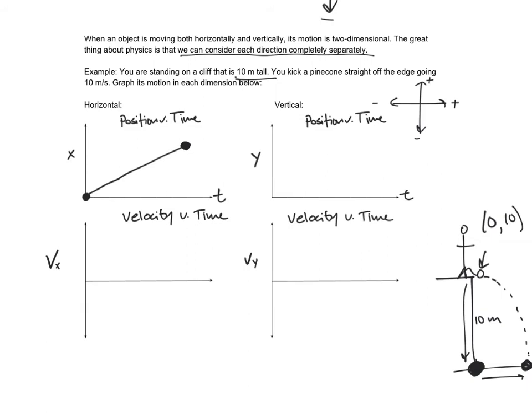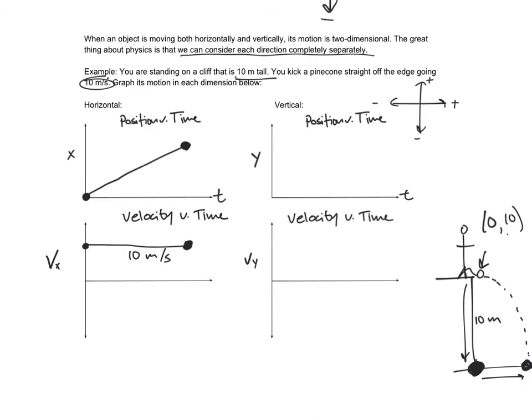And then the velocity time graph is going to be a constant velocity in the positive direction, because we're going towards the positive side. So we have a constant positive velocity, and it is given to you in the question as 10 meters per second. Now on the vertical side, things are a little bit different.